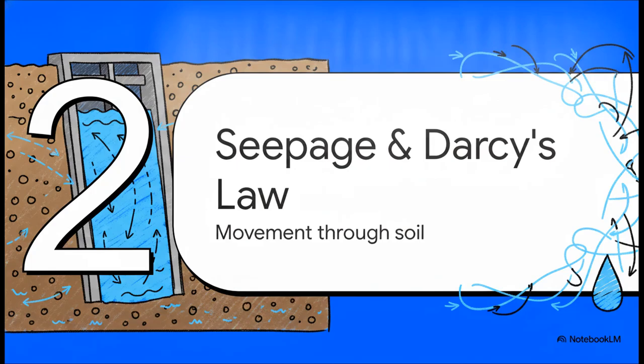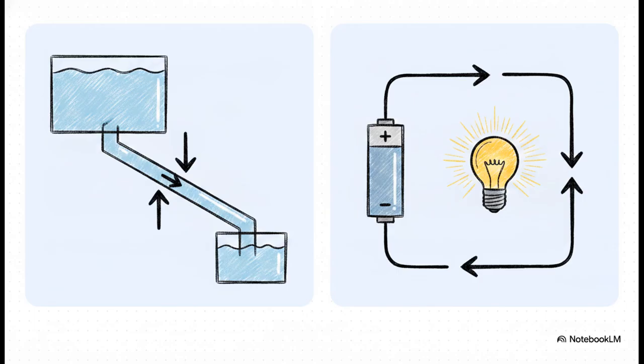Moving on to Section 2, Seepage and Darcy's Law. Okay, so seepage is basically just the physical movement of water trickling through those soil pores. But how does it know which way to go? Well, it's all about hydraulic head. Think of it exactly like electricity. Just like electrical current flows from a high voltage to a low voltage, water does the exact same thing. It always flows from a high hydraulic head to a low hydraulic head.